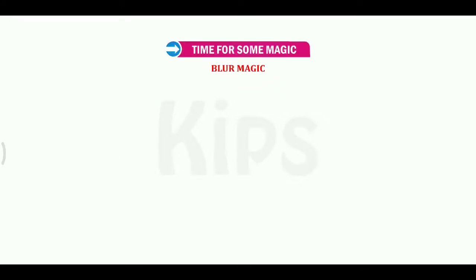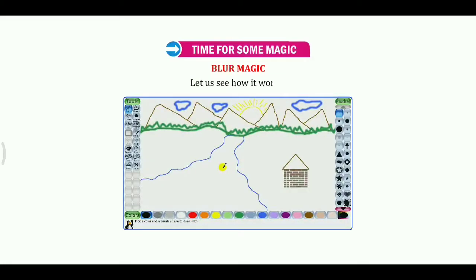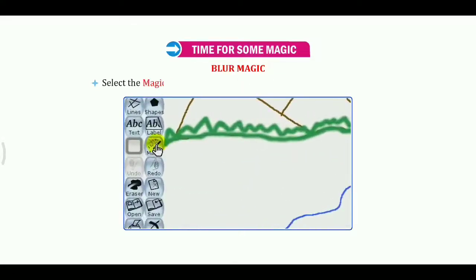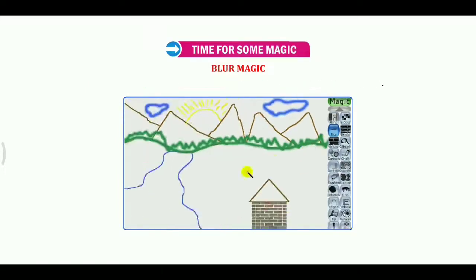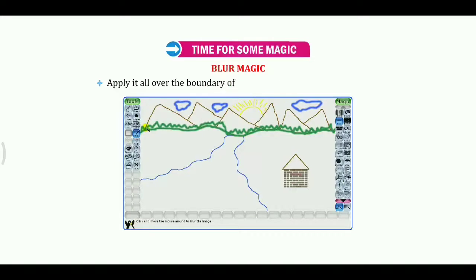Now let us talk about the Blur Magic. This subtool blurs the area of the picture on which this effect is applied. Let us see how it works. Select the Magic tool and then the blur effect from the subtool box. Apply it all over the boundary of the mountains and see how it looks. You can use the blur effect as many times as you like. Every time you use this tool, the image will fade a little more than the original one.